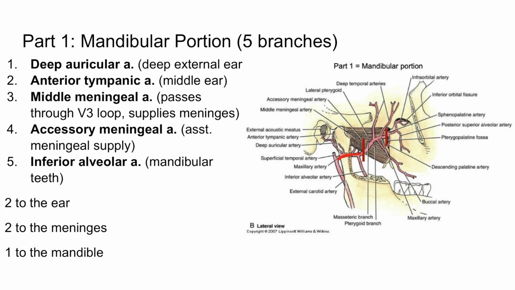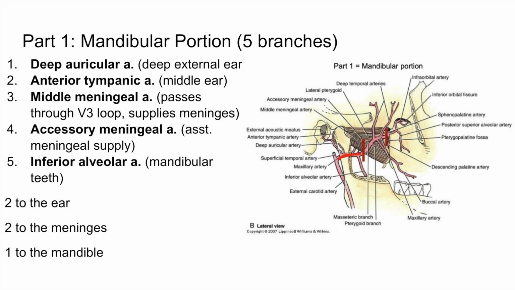Next, you have the meningeal arteries, and this consists of the middle meningeal artery, which is the big one here, and it enters the cranial cavity through the foramen spinosum and supplies the dura mater. This is a high-yield vessel because it runs deep to the pterion, a thin area of the skull, and can be torn in trauma, leading to an epidural hematoma. The accessory meningeal artery is smaller and just provides additional support to the meningeal blood supply, so that gives you your 2 to the meninges.